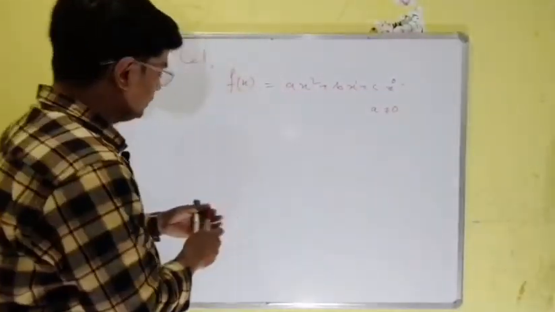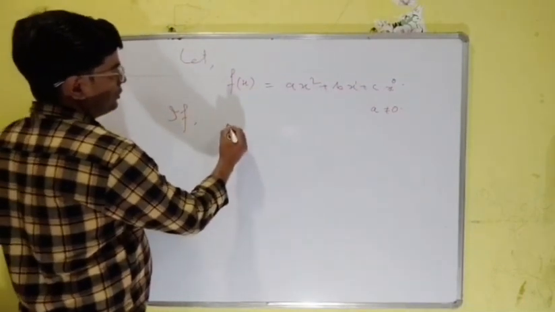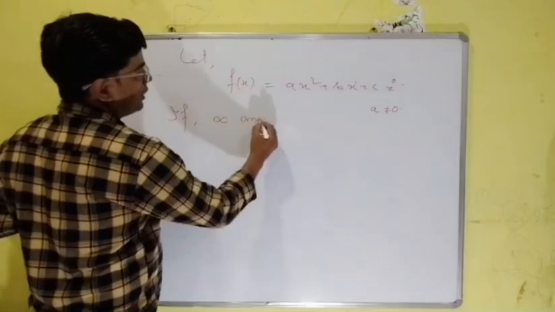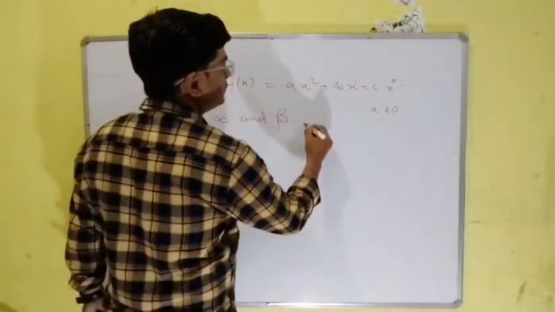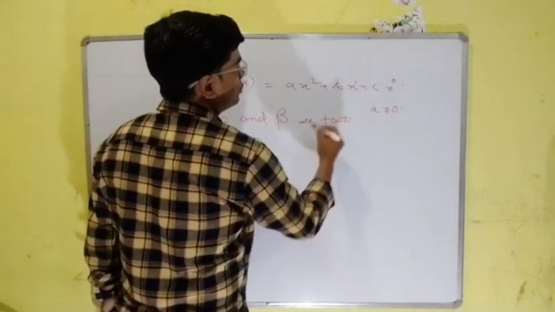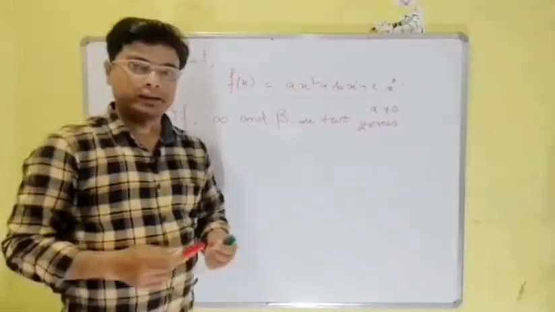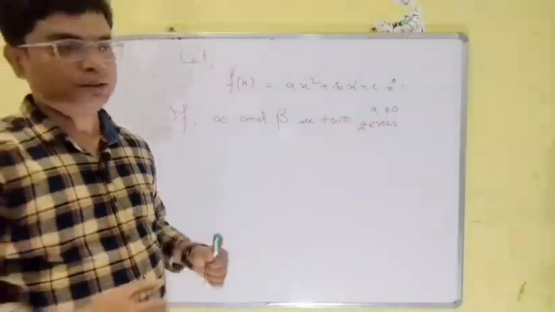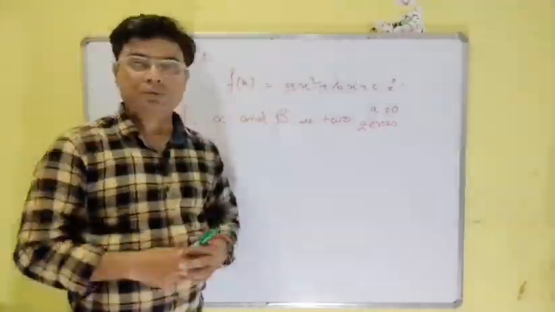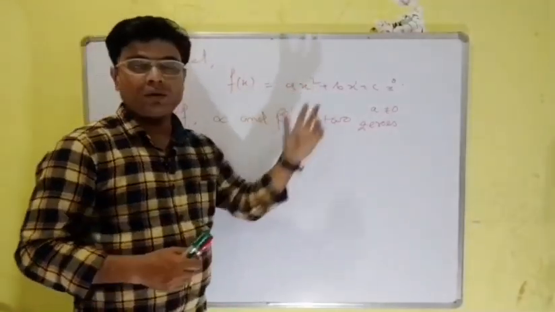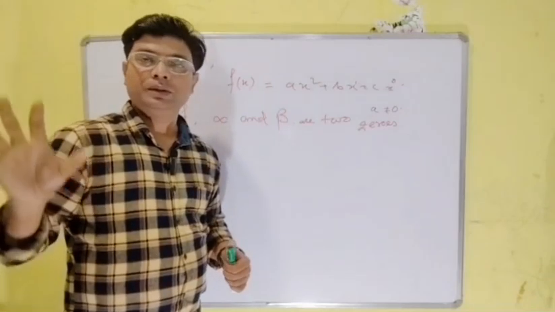Okay, suppose alpha and beta are two zeros. In the previous video we said, what is a zero? A zero is the value of the variable for which the value of the polynomial as a whole becomes 0, and that particular value of the variable is said to be a zero.